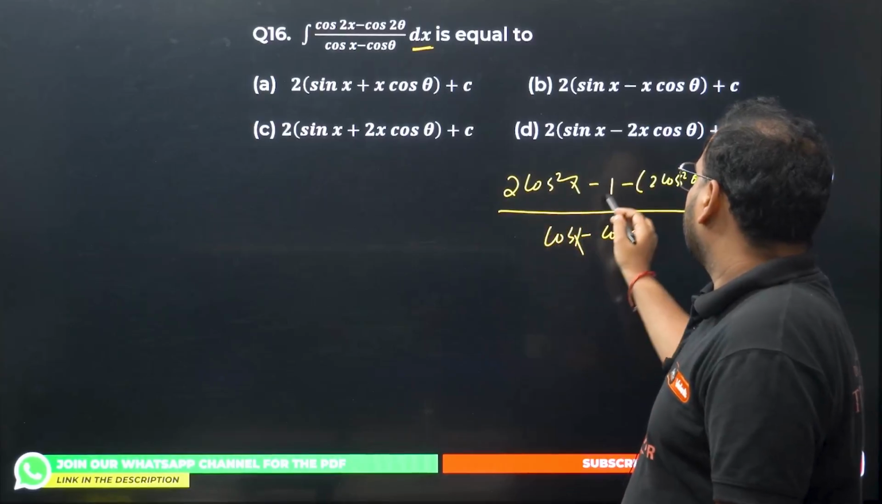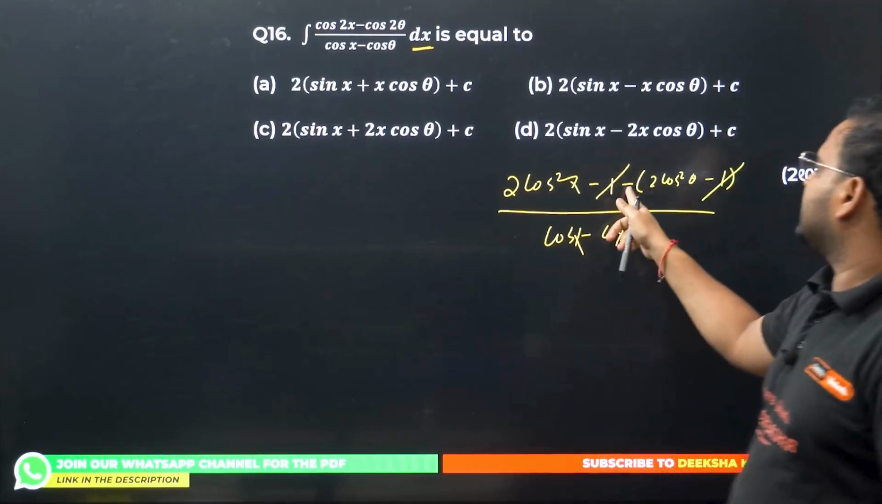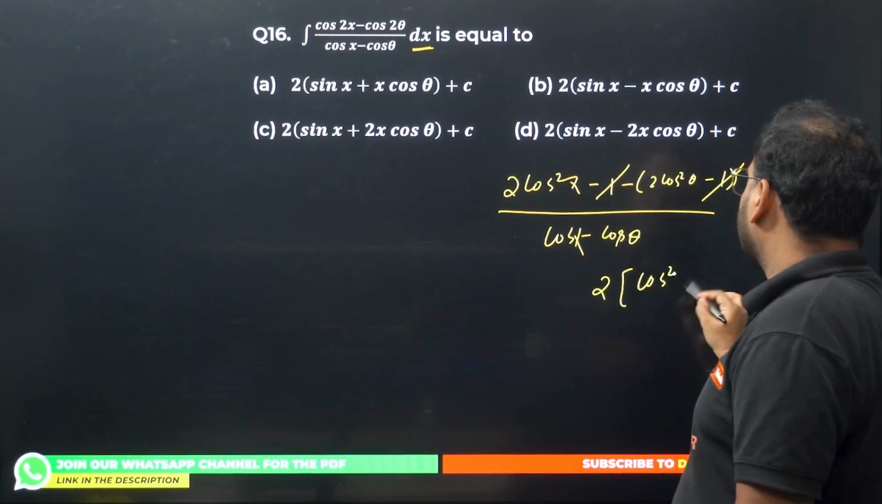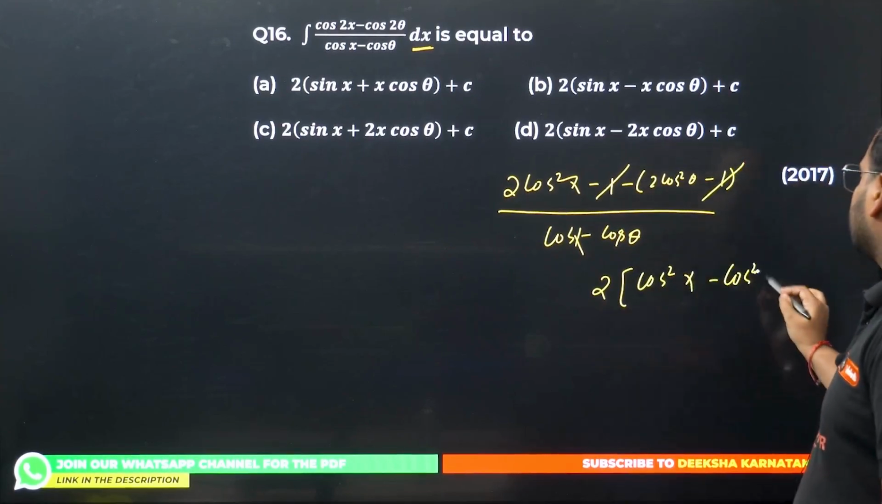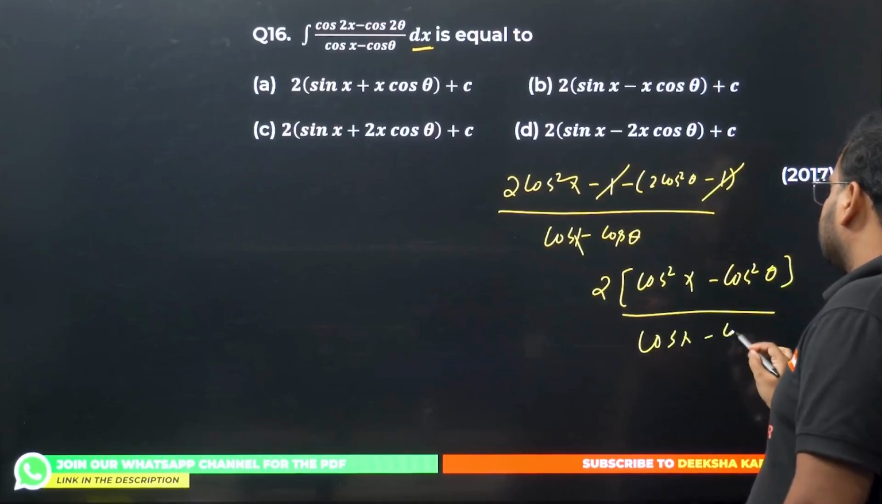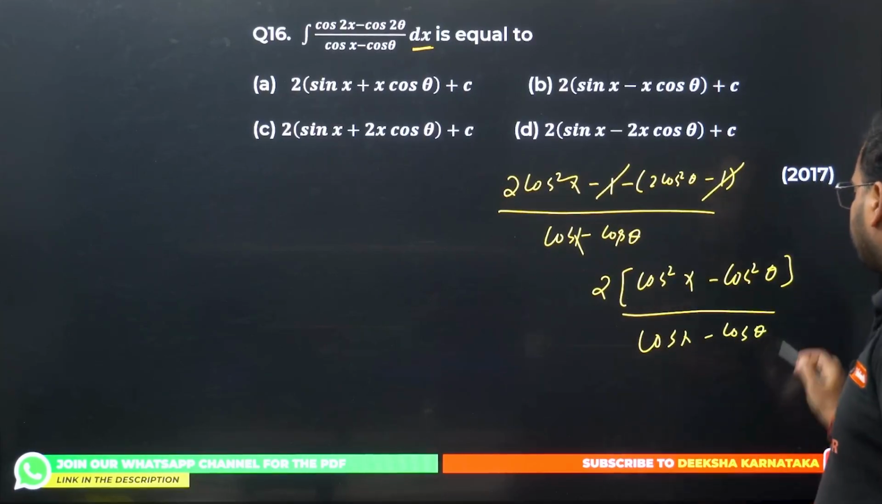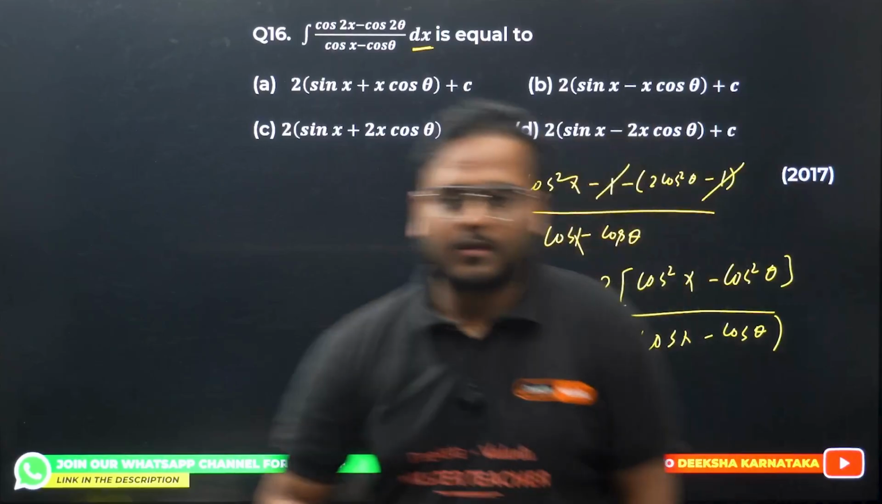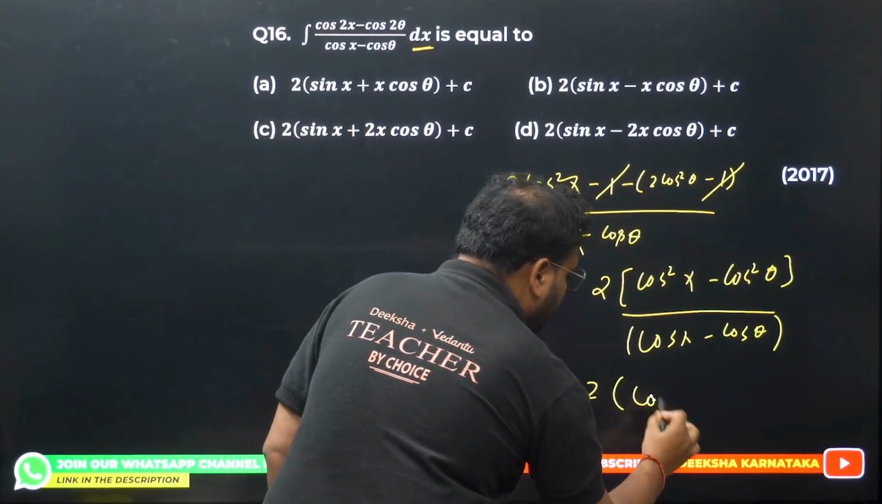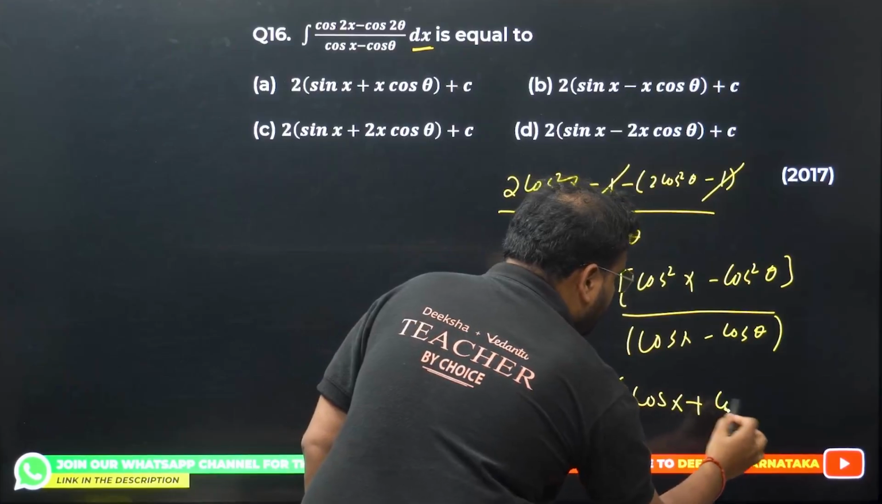Please check. This minus 1 and this minus 1 will be cancelled because of this minus sign over here. What I have, 2 is common. Cos square x minus cos square theta upon cos x minus cos theta. Right? Correct? What is the answer going to be? Twice of cos x plus cos theta.